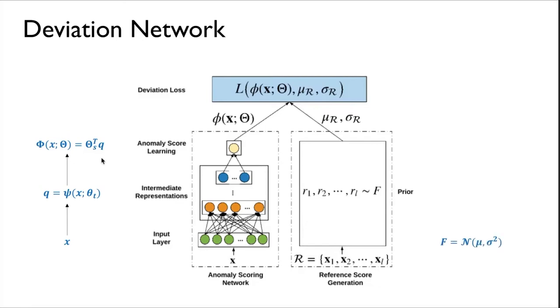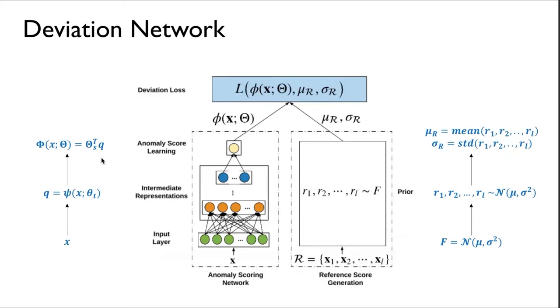So as I mentioned in the previous slide, this paper chooses Gaussian normal distribution as a prior distribution for generating the reference score. The way they do it is that they randomly generate L sample points from this normal distribution, and they simply calculate the mean and standard deviation of these points to derive the value of mu and the value of sigma. Any question about this?